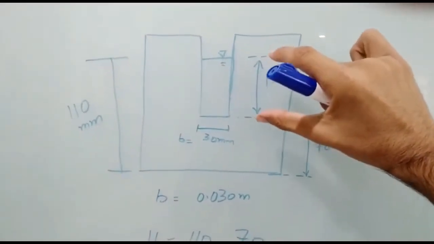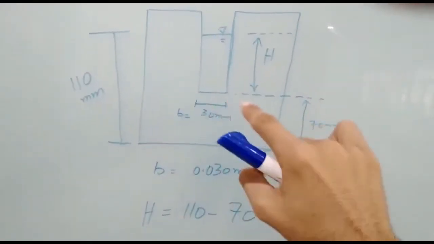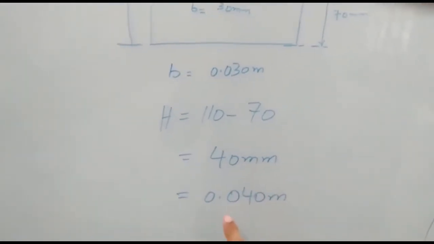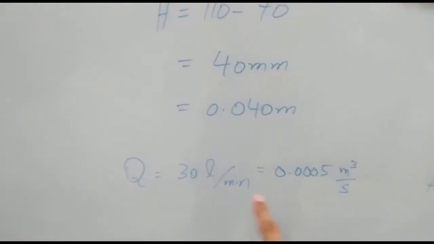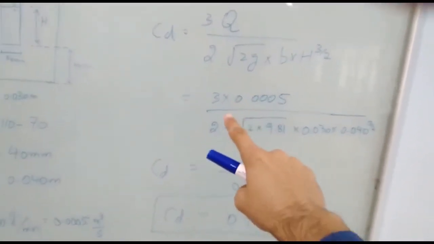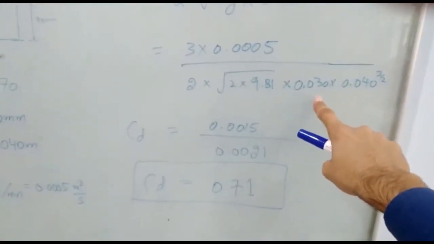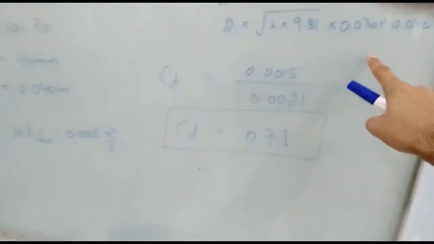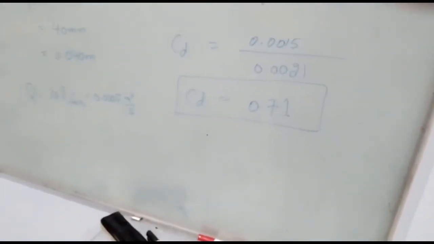And also I know from the geometry that this crest level height from the base is 70 millimeters, right? So I can find the total head over this weir, which is equal to 110 minus this crest level value. So we have H is equal to 110 minus 70, 40 millimeters, and then I have converted it into meters. Also I know that the flow rate is 30 liters per minute. I have converted it into meter cube per second. So now let's put these values in this formula: 3 times that flow rate, 2 into G value, and then we have the B value, and then we have the H value, right? So after working out, we found the value of coefficient of discharge for the rectangular weir, which is 0.71.